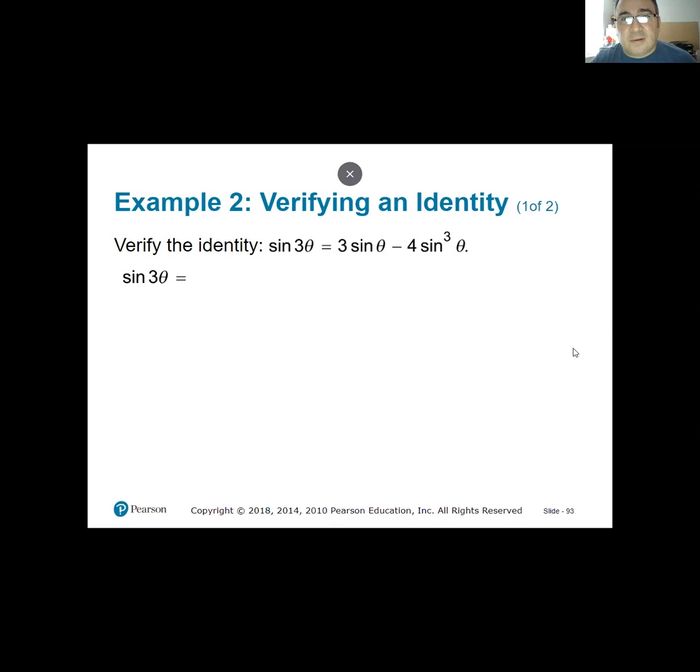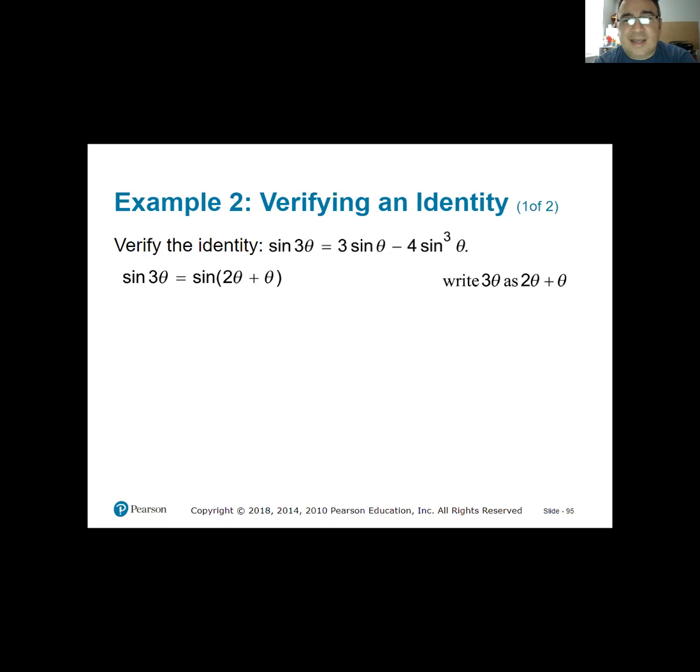sine of 2 theta, right? I do know some stuff about sine of 2 theta. So I can always rewrite 3 theta as 2 theta plus theta, right? So that's exactly what we're going to do. We're going to rewrite sine of 3 theta as sine of 2 theta plus theta.